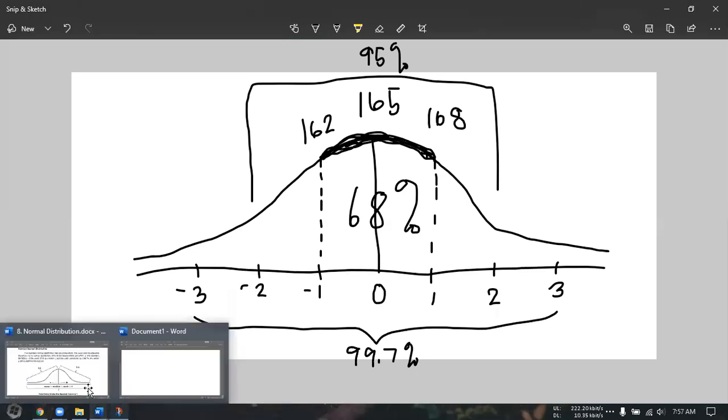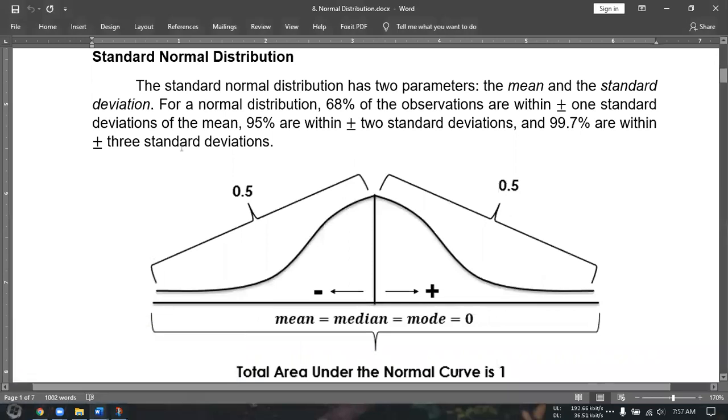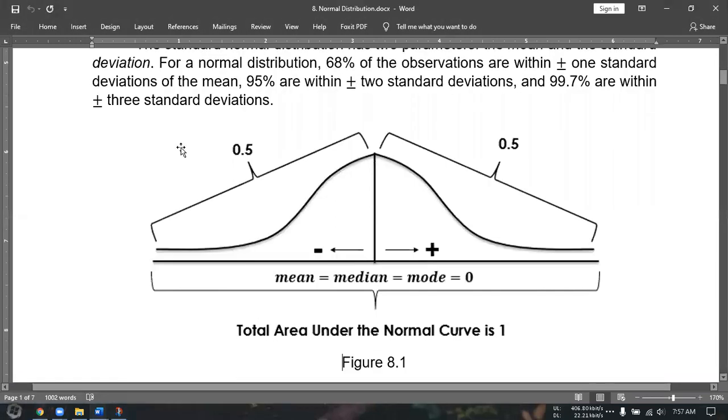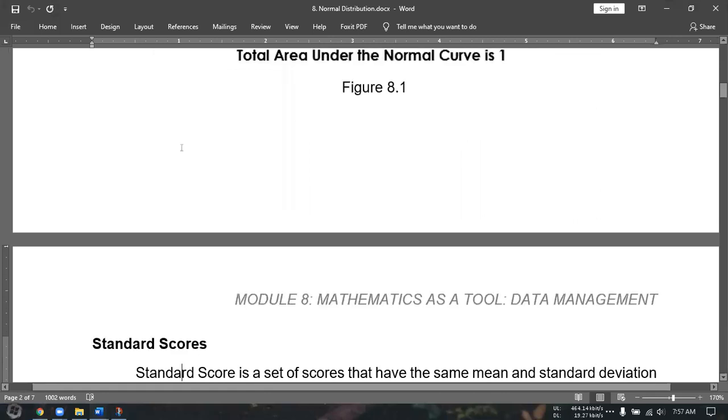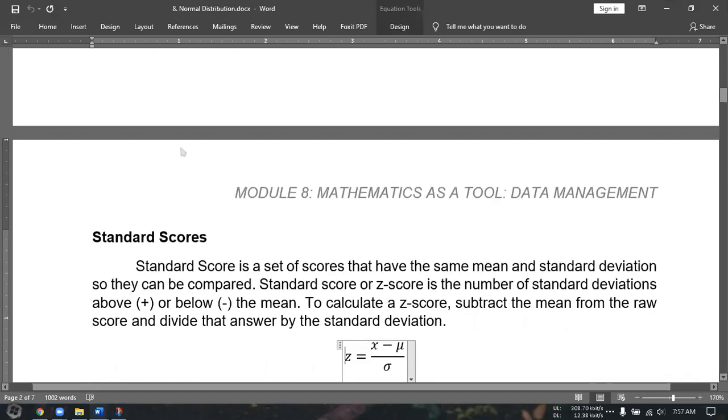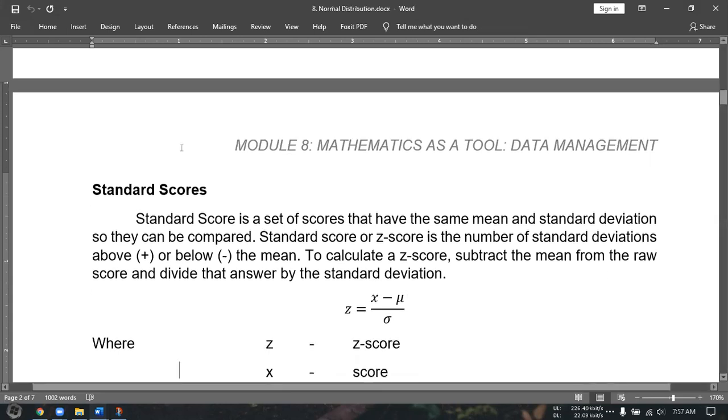Okay, but how can we graph the values here? Standard scores. A standard score is a set of scores that have the same mean and standard deviation, so they can be compared. Standard scores, or z-scores, are the number of standard deviations above or below the mean. To calculate a z-score, subtract the mean from the raw score, and divide that answer by the standard deviation.